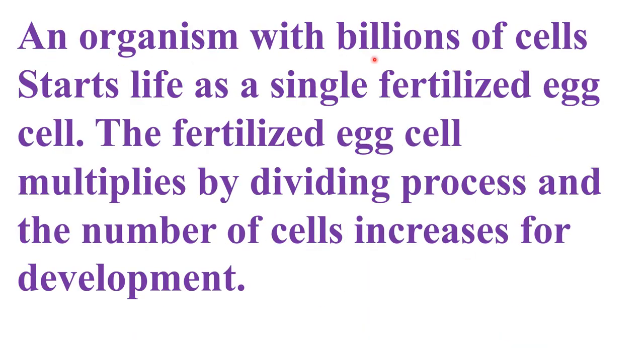An organism with billions of cells starts life as a single fertilized egg cell. An organism which has billions of cells also starts its life from a single fertilized egg. For example, us. The fertilized egg cell multiplies by the dividing process, and the number of cells increases for development.